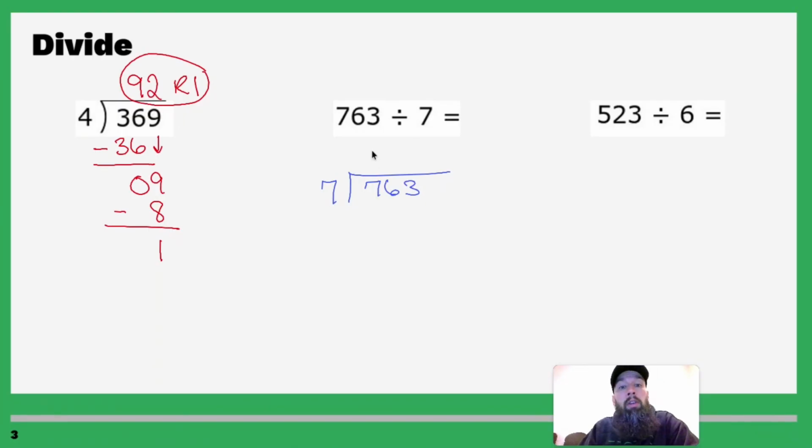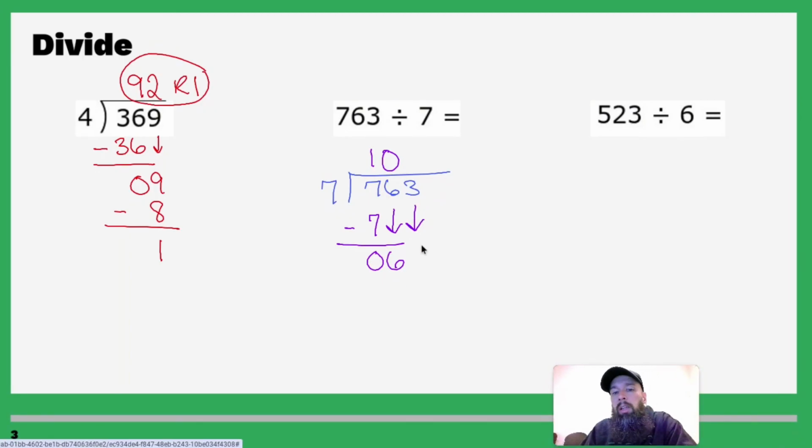7 goes into 7 1 time. Perfect. So you write 1 above the 7. 1 times 7 is 7. Write it directly underneath. Subtract those numbers. 7 minus 7 is 0. Drop down the 6. 7 goes into 6 0 times. So we have to put the 0 there and then drop down the next number.